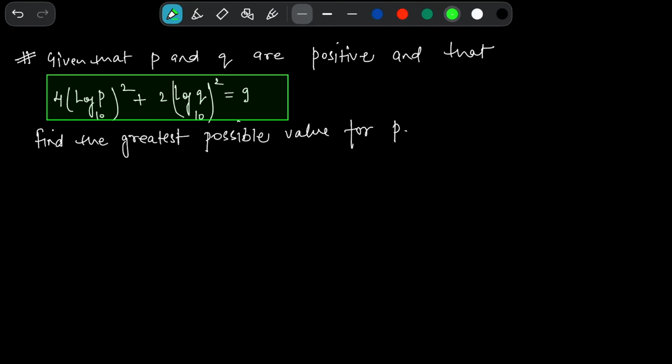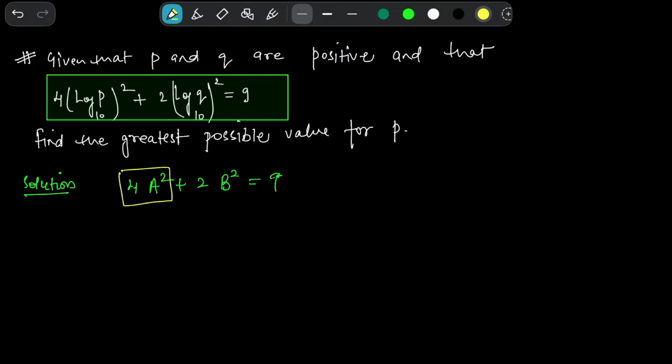In this question you can clearly see that you are given an equation, and in this equation we are having two quantities which are having a square with them. This is 4 times, let's say this is a square, and this is 2 times, let's say it is b square. Together they give you 9. Now they're asking you what can be the maximum value for this expression. So if two quantities are adding up and giving you 9, it means that if I put the second expression equal to 0, then my final answer will be the maximum value for the first expression.